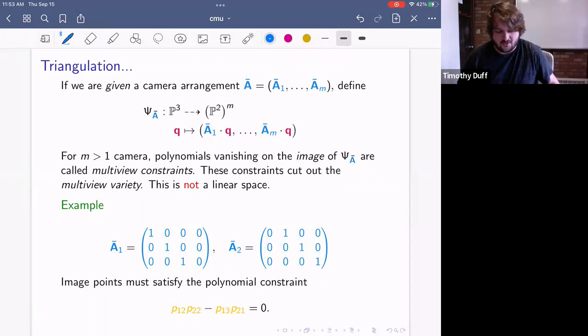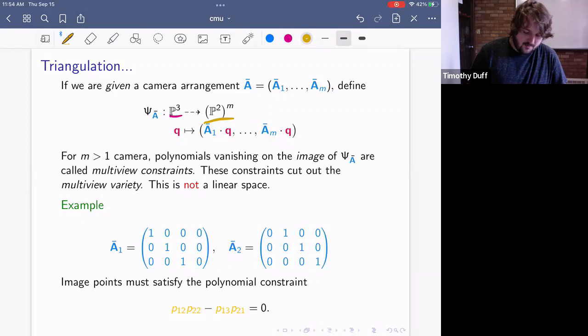So maybe just to show you why we have something nonlinear occurring here, let's consider an example that comes from triangulation. So remember here, I'm given a camera arrangement: M cameras, A1 through AM. And I'm going to study what kind of image points I can get from a world point Q. And I have a map from P3 into the image space (P2)^M, where M is the number of cameras. And the triangulation problem is basically asking me to invert this map.